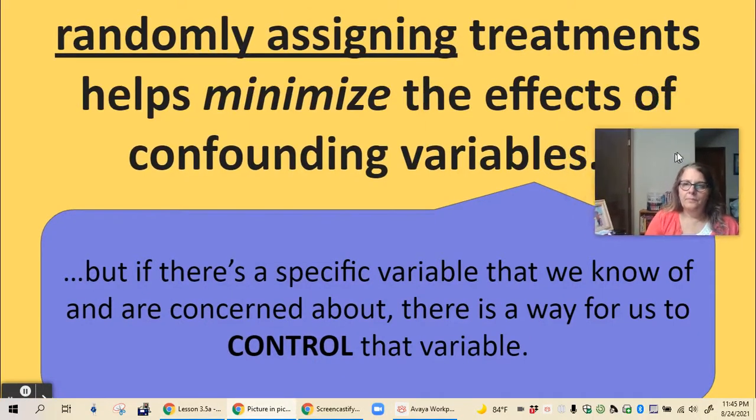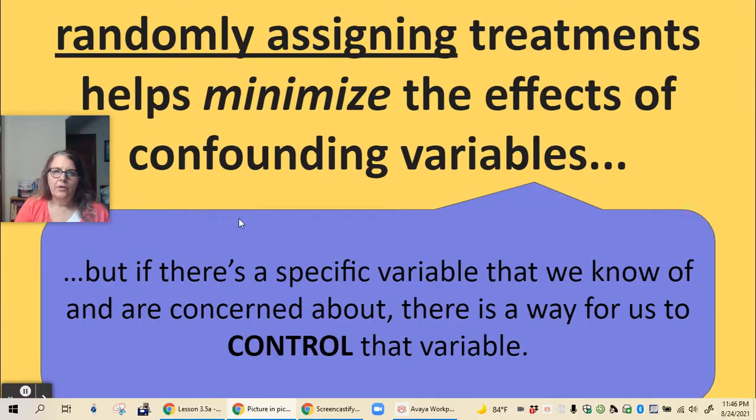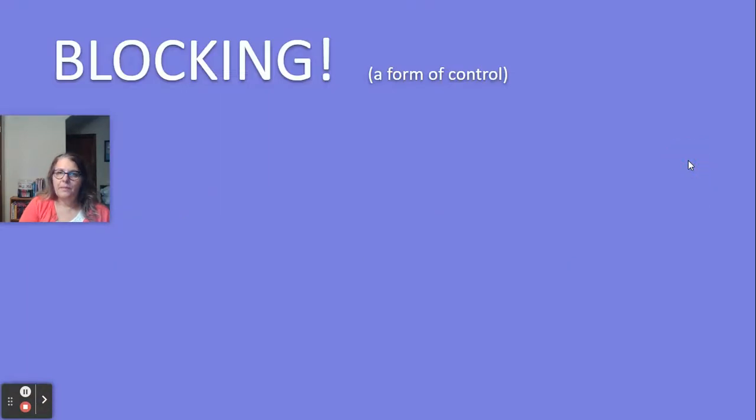So the whole point of randomly assigned treatments is to help minimize the effects of confounding variables. But if there's a specific variable that we know of and are concerned about, there is a way for us to control that variable. And that is what we call blocking. It's a form of control.